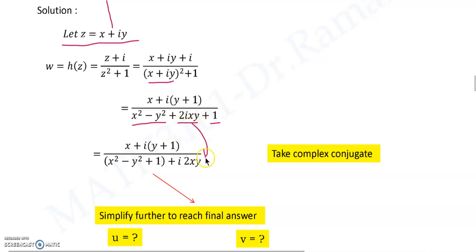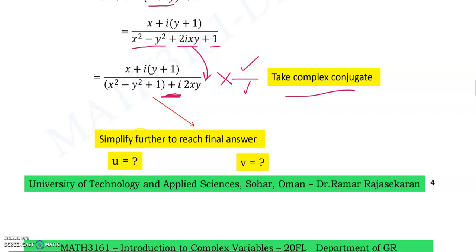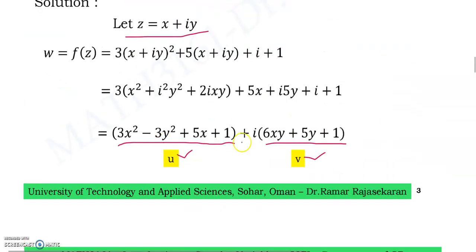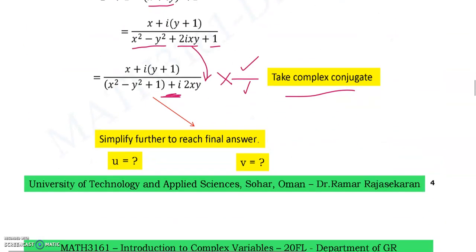Now you see whenever you have a complex number in the denominator, you must take the conjugate, that means here you have to change the sign. Here it is plus, so you have to change it into minus, take the complex conjugate, and then multiply here and here, and then simplify it, you will get the answer. That you have to try. Then you can write here u and v, like the previous question. So now that's it.